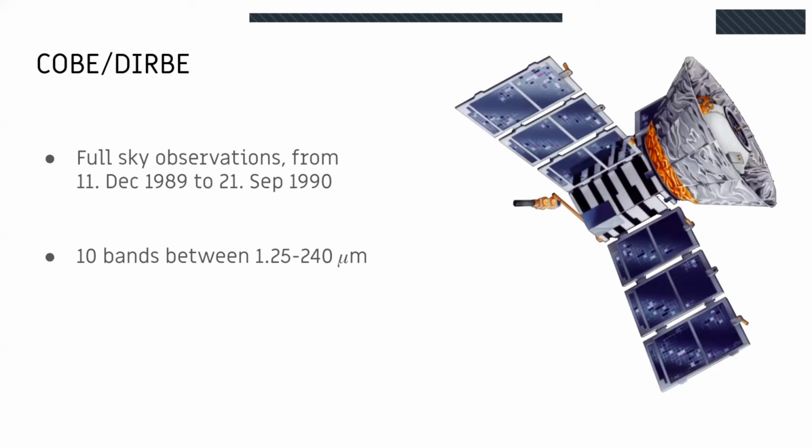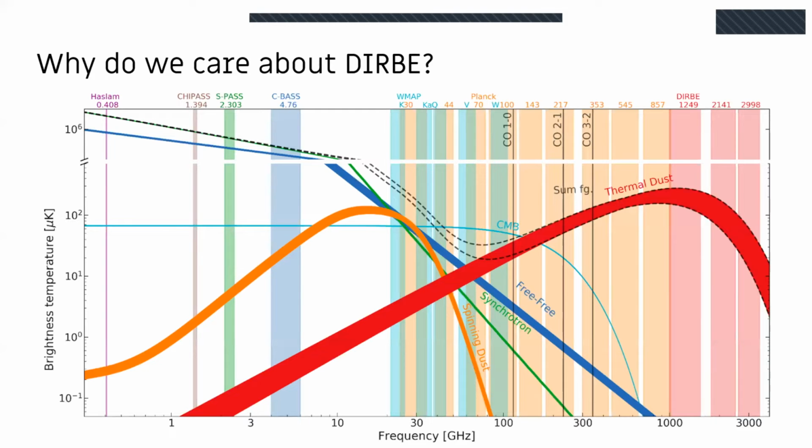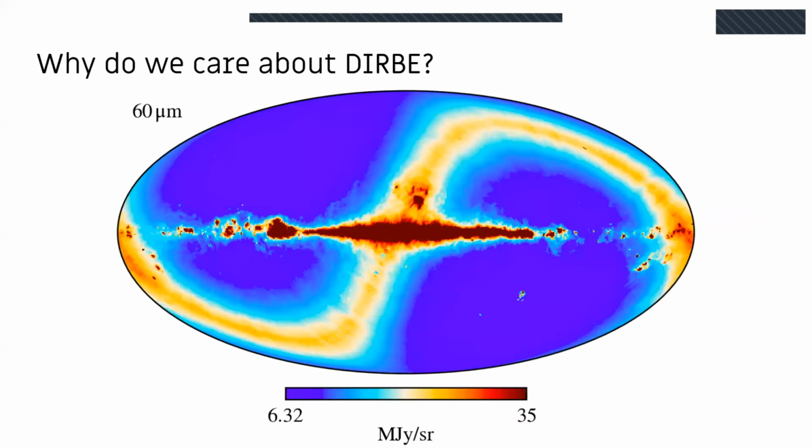Why do we care about DIRBE? Well, it's fantastic for really helping to nail down this tail end, the wing tail of the thermal dust spectrum. In addition to that, it also has probably the best full sky observations of the zodiacal emission, which is definitely something we need to be thinking about for the future.